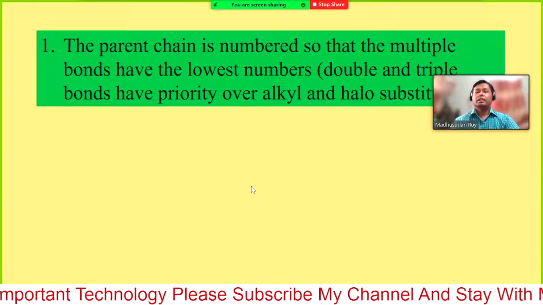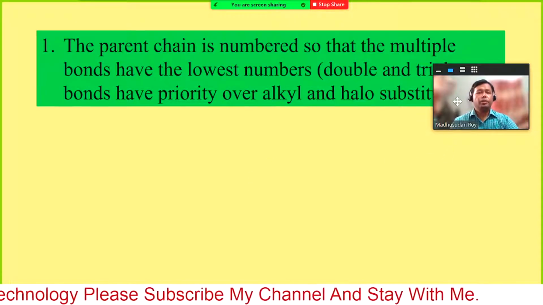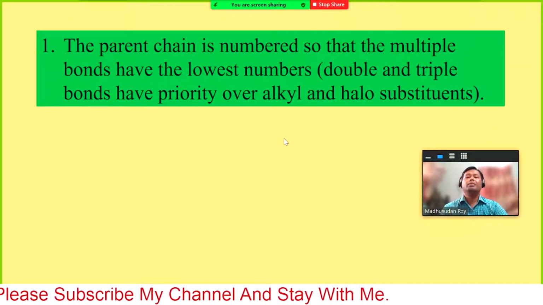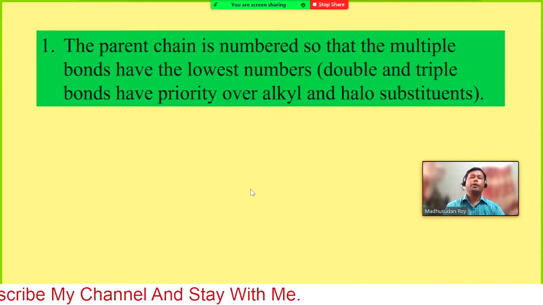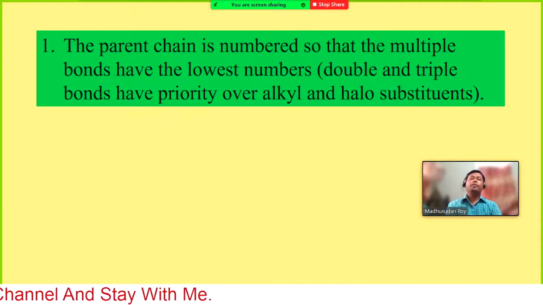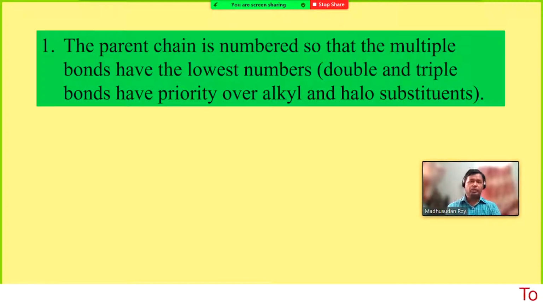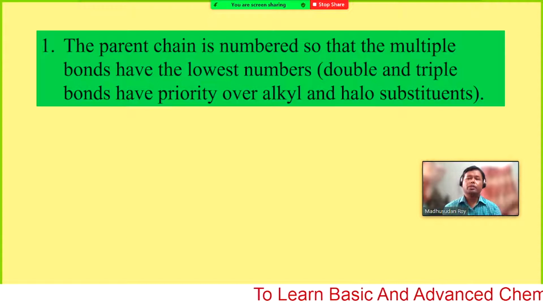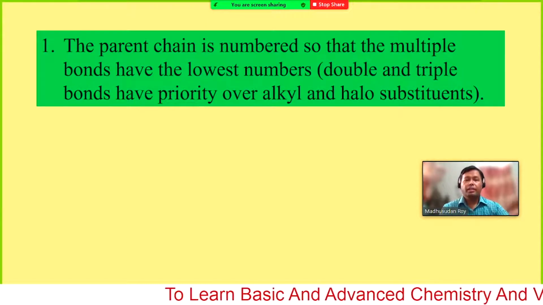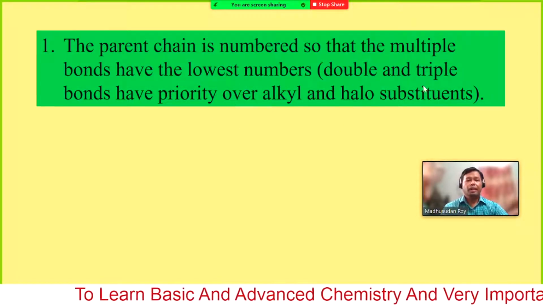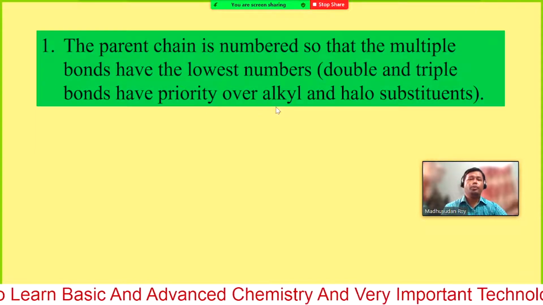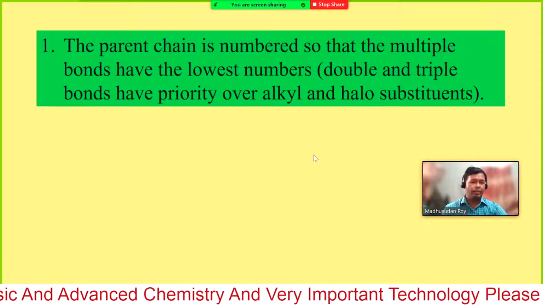Okay, the parent chain is numbered so that the multiple bonds have the lowest numbers. If you have multiple bonds, you need to number the hydrocarbon in such a way that the multiple bonds have the minimum number. And for the lowest numbers, double and triple bonds have priority over alkyl and halo-substituents.